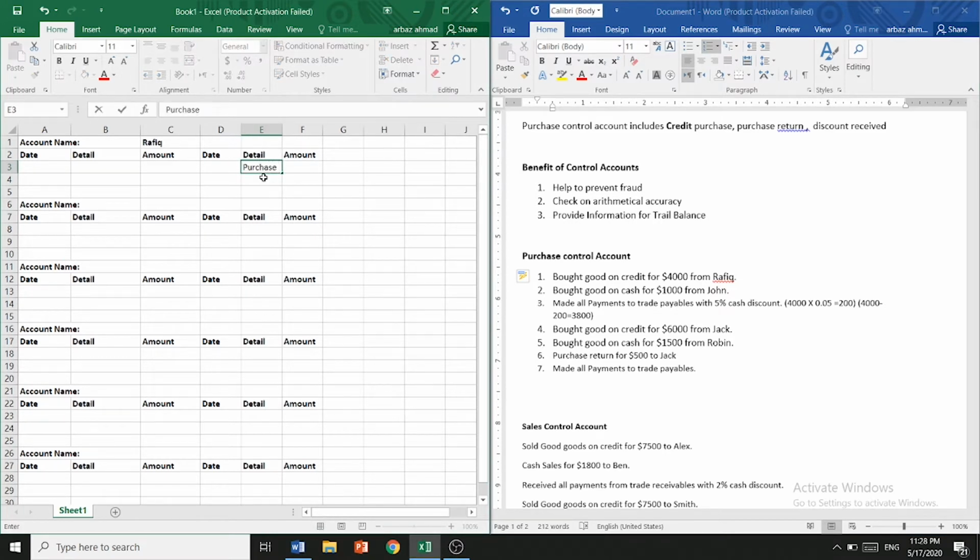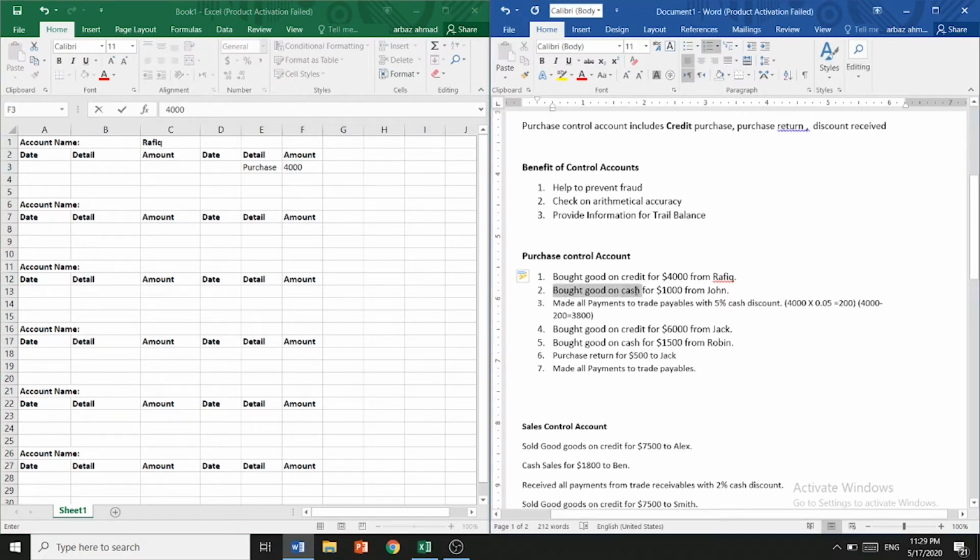I am not making the purchase account as I mentioned earlier, because I am just explaining what the purchase control account is, and I am only emphasizing on trade payables. Okay, so this will be 4,000. Then I bought the goods on credit.